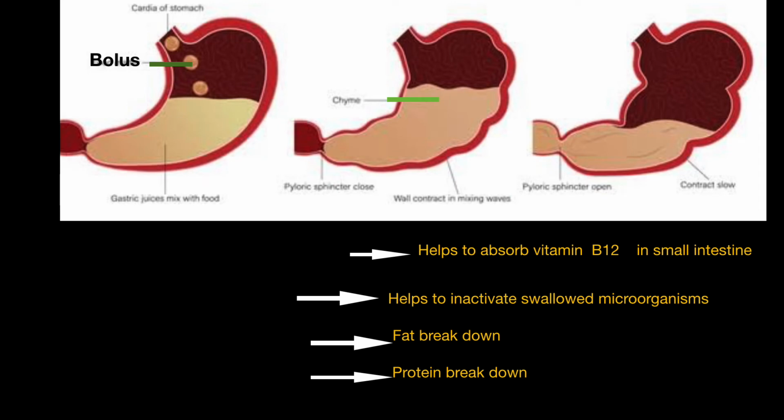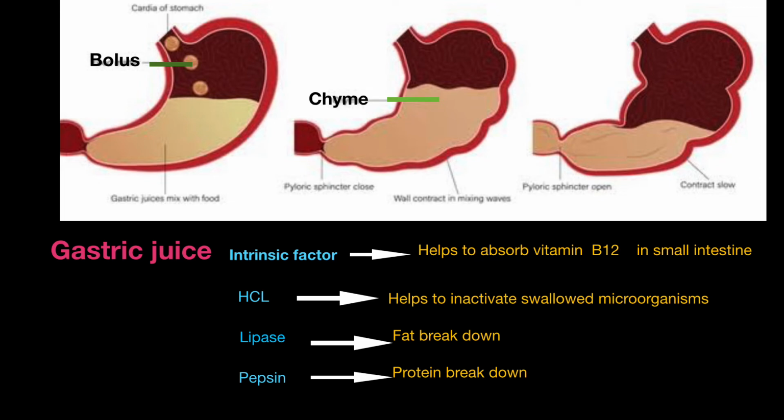After bolus enters into stomach, stomach muscles mix the food and liquid with digestive juices. Inside the stomach, the digestive juice is said to be gastric juice. Gastric juice consists of intrinsic factor, which helps absorb vitamin B12 in small intestine; hydrochloric acid, which helps to inactivate the swallowed microorganisms to prevent infections from entering into intestine; lipase, which helps in fat breakdown; and pepsin, which helps in protein breakdown. After mixing with gastric juice, bolus is said to be chyme.